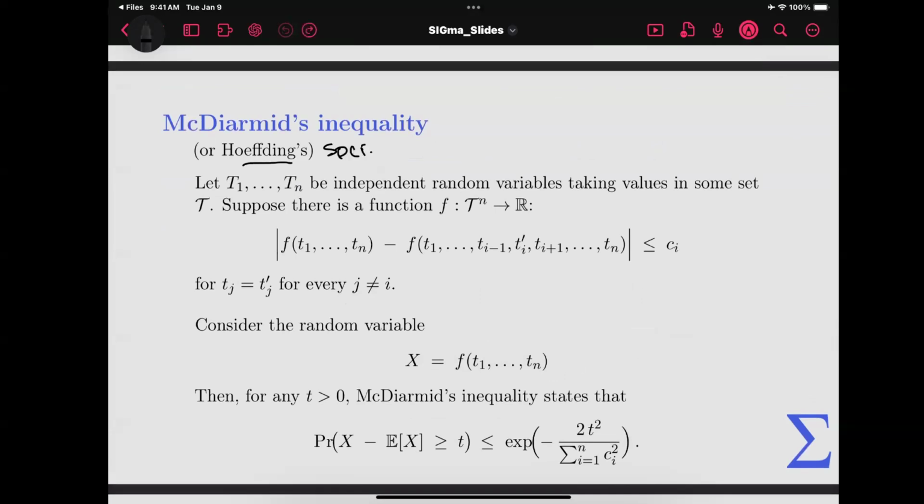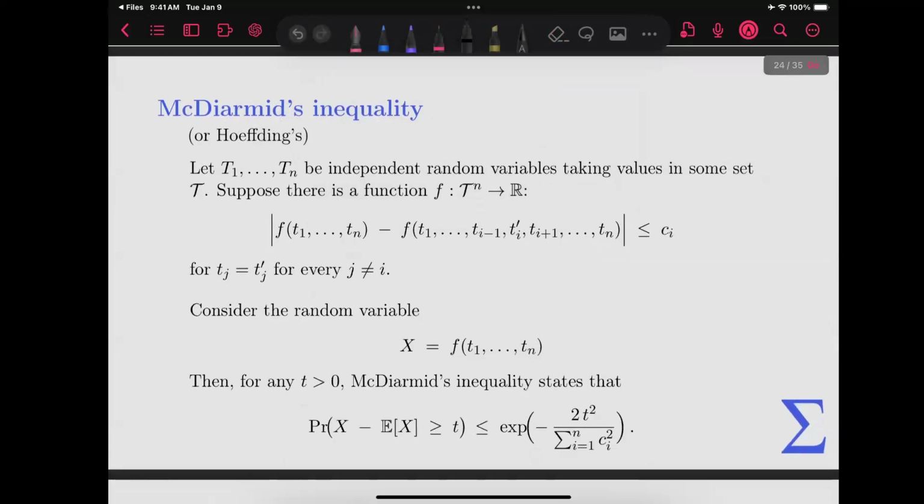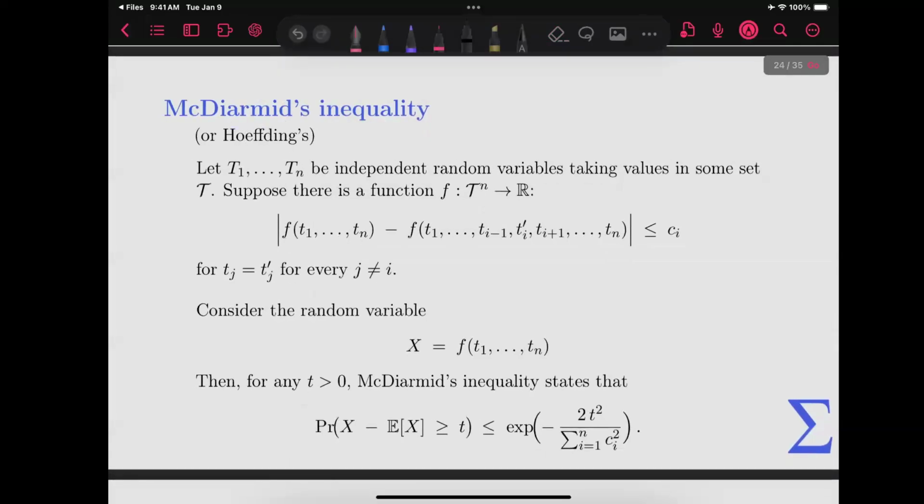Oh wait, this is going to be the name for the special case of McDiarmid. Okay, wait, I'm just going to explain this first. So McDiarmid states that if you have T1 to Tn independent random variables taking values in some set T, and suppose there's a function f from T^n to R, then we have to find out C. That's the most important part of this inequality.